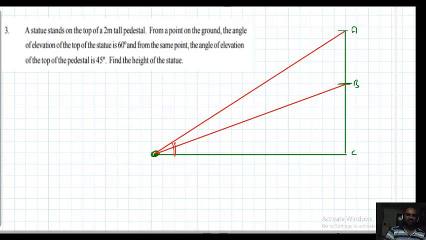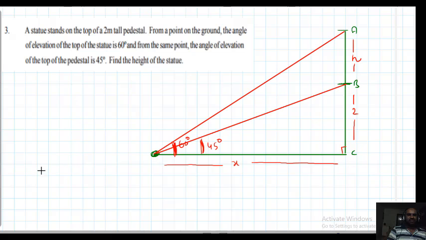This total angle is 60 degrees. Sorry, first 60. After that, this is 45 degrees. We want to find this height. Already this is 2 meters tall. This is not a difficult problem, an easy problem only. Let this be x. This is the information.